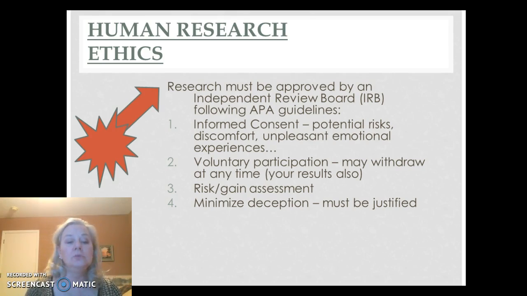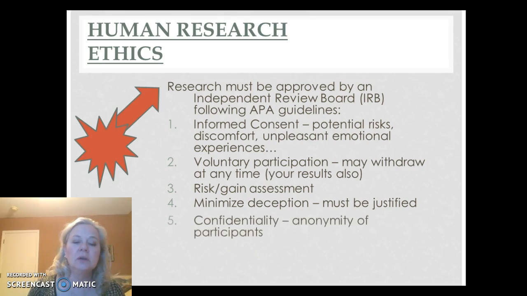You can use deception in your study. So this was done very well in the Latané and Darley study, with the people believing that they were talking about adjustment to college life, when in reality they were looking at how someone would respond to an emergency. You can have deception, but you just have to justify it. You have to say why it's important in your study to use deception.